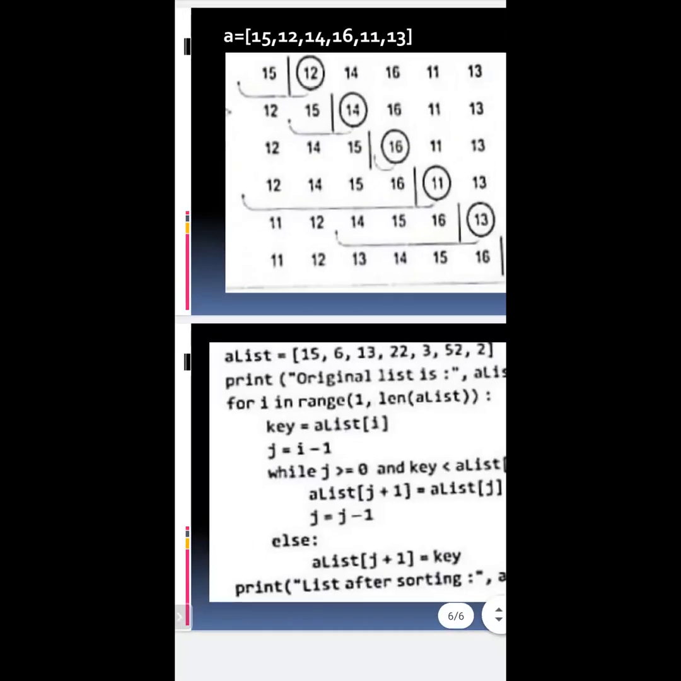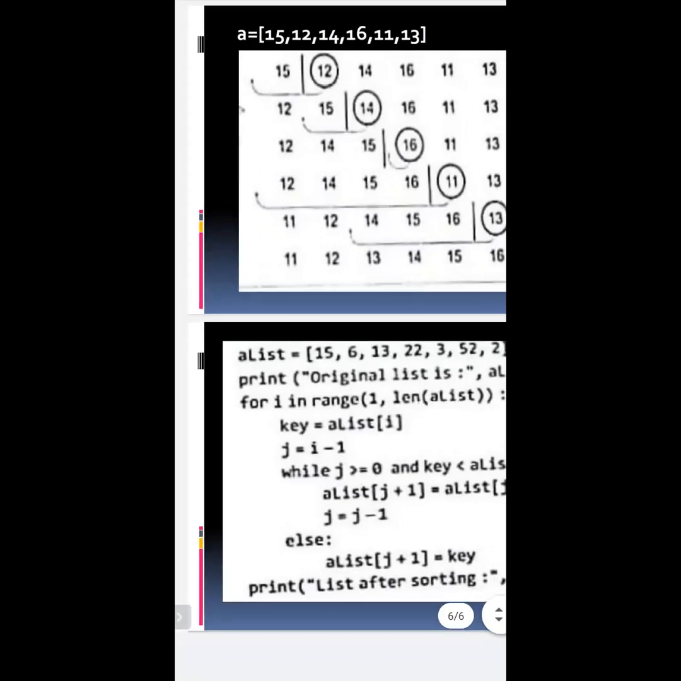Okay, so now we will go into the program. Key equal to, here key is a variable, nothing else. Key equal to A list of I. What is the I value? 1. So what is A list of 1? I am asking about indexing. A list of 1 is what? 6. Very good. Now the key value is assigned 6. Now you can check that j equal to I minus 1. So what is I?